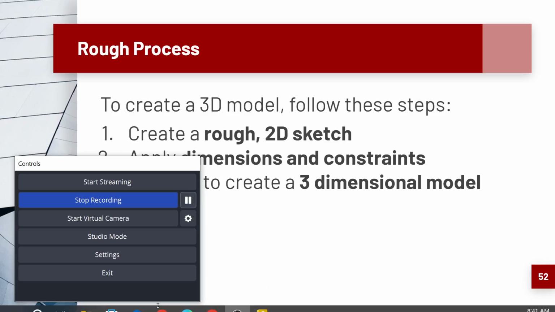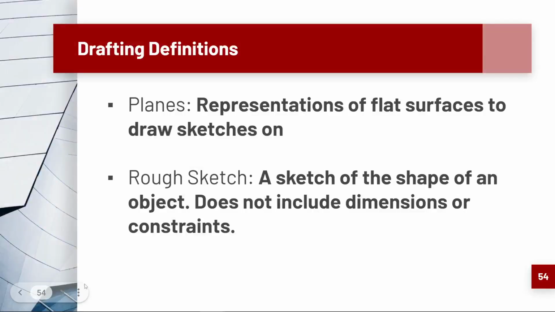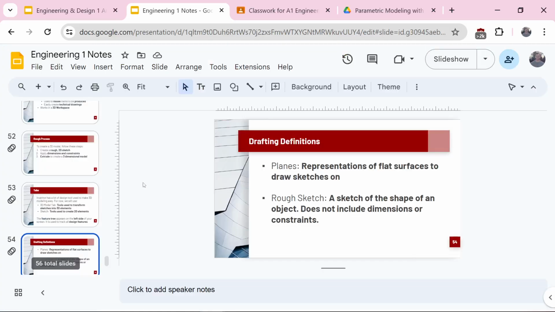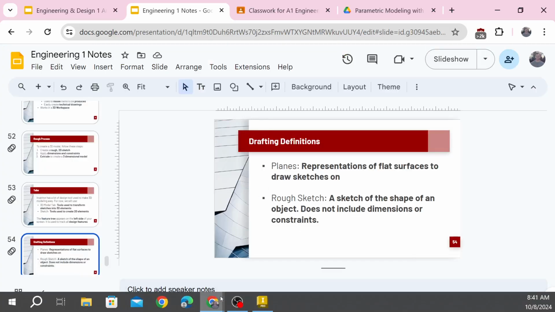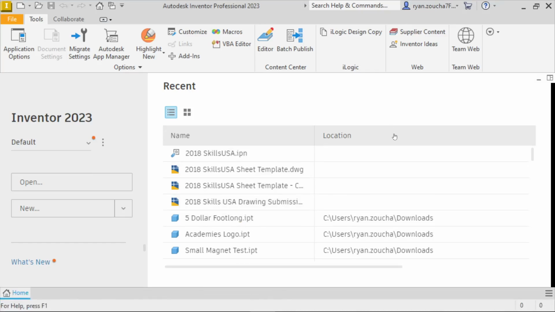Okay, after you get those notes, we can start looking at Inventor. Now that we kind of know what CAD is, at least have a definition for it, we can start looking at the program. So your screen should look similar to this.